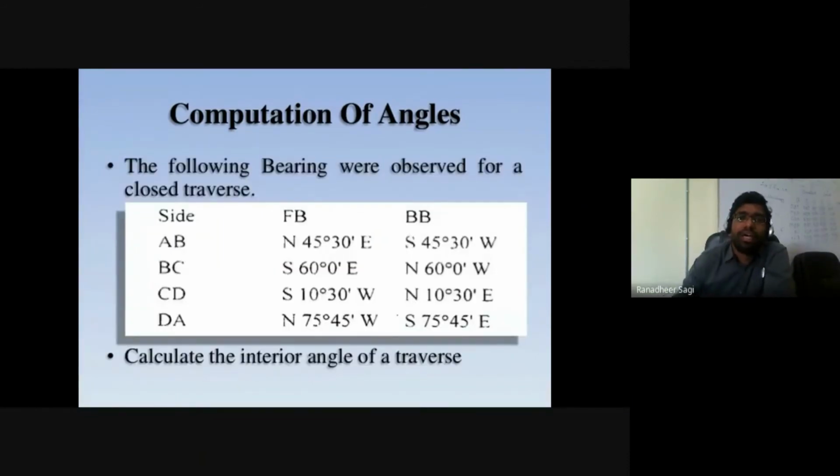Next, you are given another problem where you are given the fore bearing and back bearing of a particular traverse, and you are asked to calculate the interior angles of that traverse. If you look at it, it is basically a closed traverse, because the traverse starts from station A and ends at station A. A to B, B to C, C to D, and D to A, we are coming back. For that closed traverse, fore bearings and back bearings of all the lines are known.